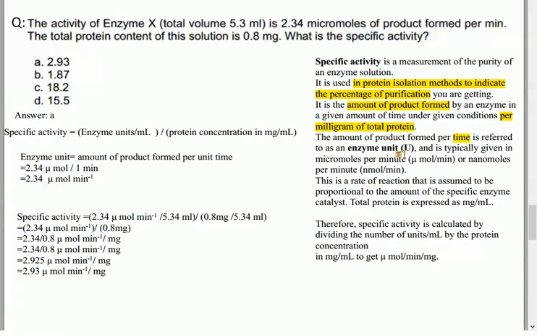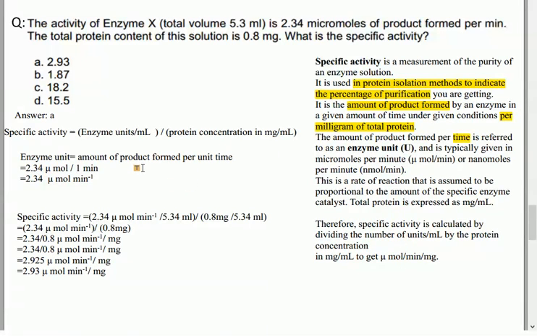And what is enzyme unit? Amount of product formed per unit time. So amount of product formed per unit time is enzyme unit, and if we divide the enzyme unit per milligram of the total protein, we will get specific activity. So here it is said that specific activity is calculated. How is it calculated? It is calculated by dividing the enzyme unit by protein concentration in mg per ml. So we are exactly going to do this to obtain our answer.